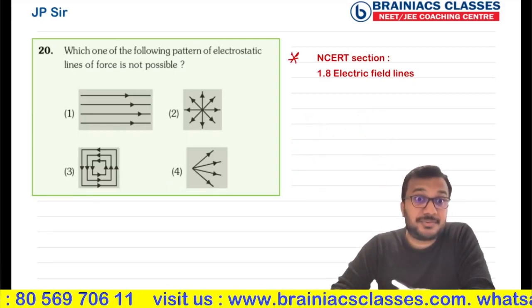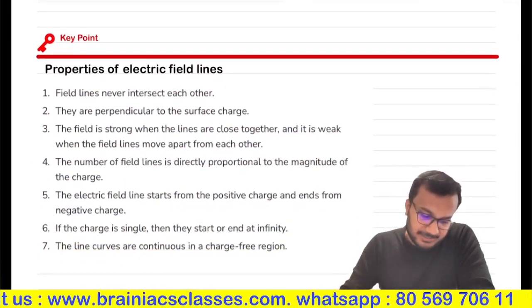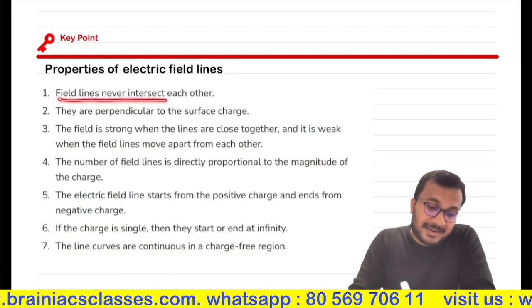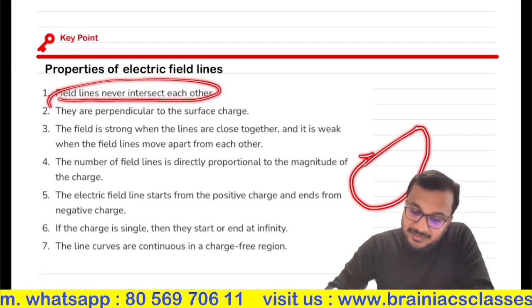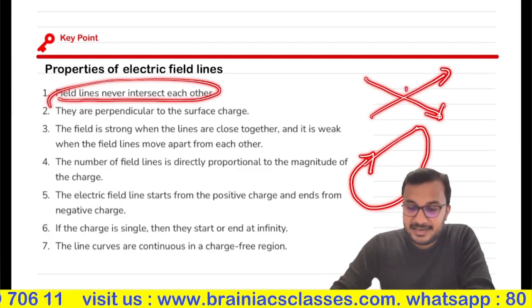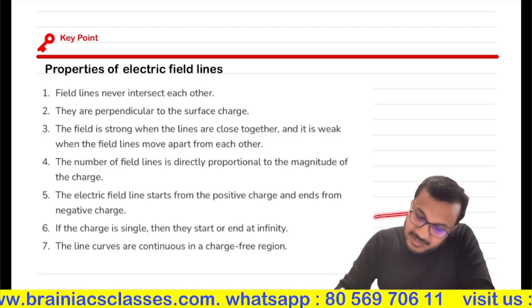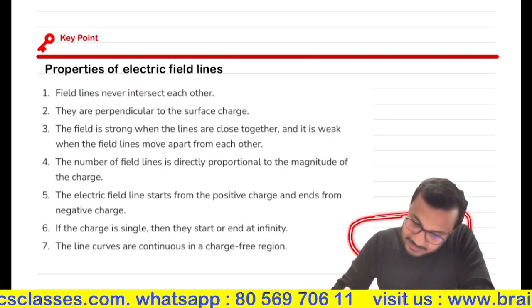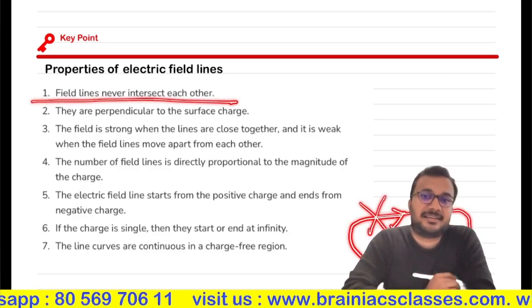But electric field lines will never cross each other. We have some points here. Field lines will never intersect. This is an intersection, one field line and the next field line intersecting. This is not possible. This cutting is not possible. See, a field line starting here and ending here. So ending here means intersection. This is not possible. Field lines will never intersect each other.